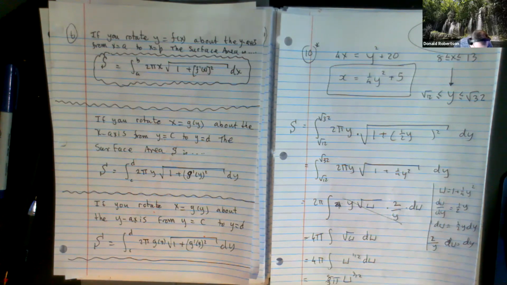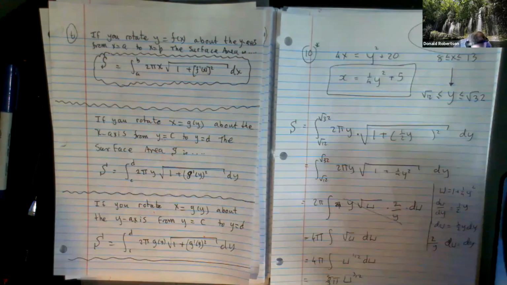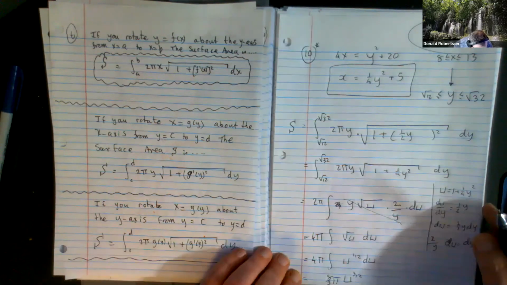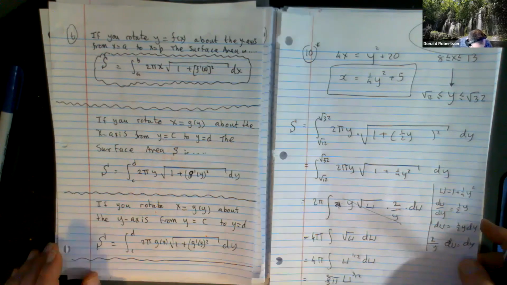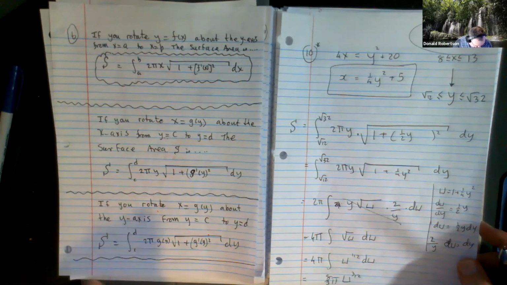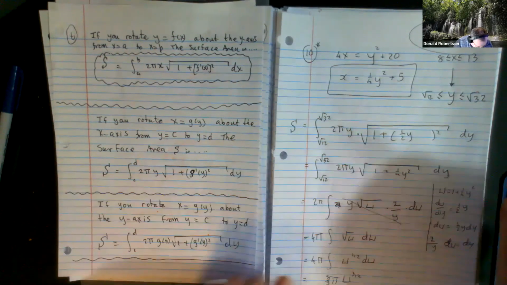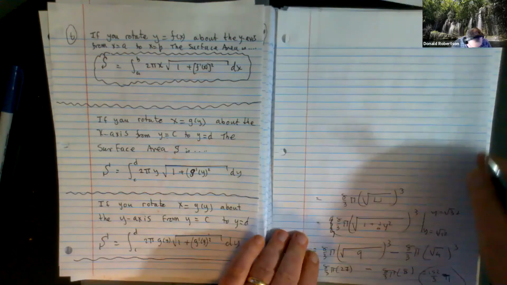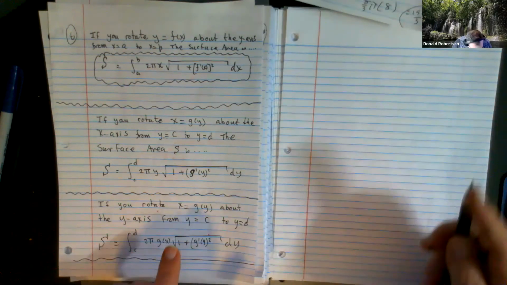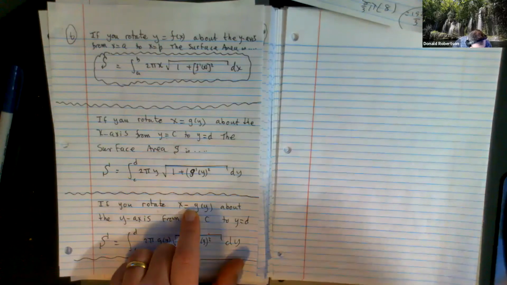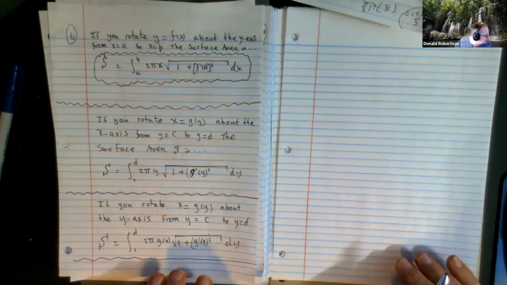Those are pretty much done. What have I not done? I've not done this one here, right? So let's find an example of a function x equals a function of y that is being rotated about the y-axis.